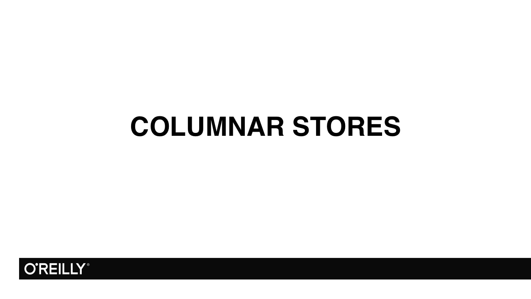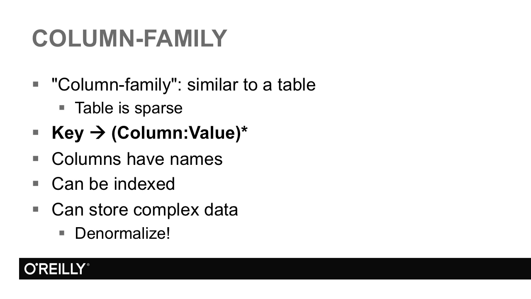Let's see now the columnar stores. The key data organization of these data stores follow the column family model. Column family is going to remind you of a table in a relational database, but there are some differences. The table is sparse, and the underlying data model is a mapping from key to multiple pairs of columns and values.